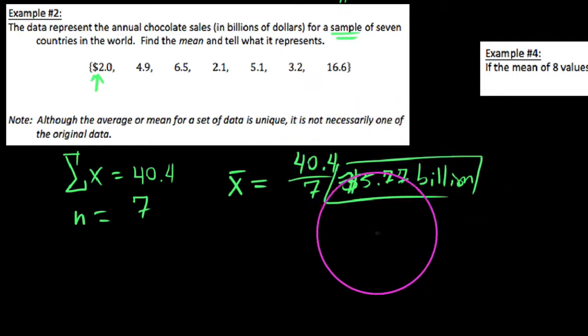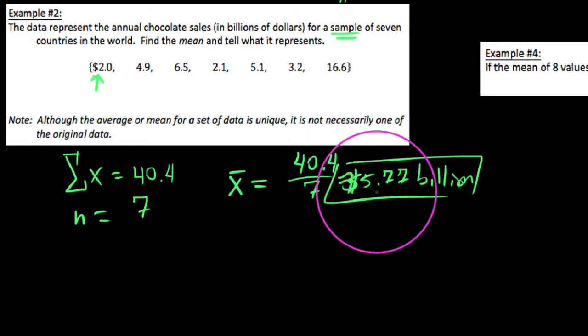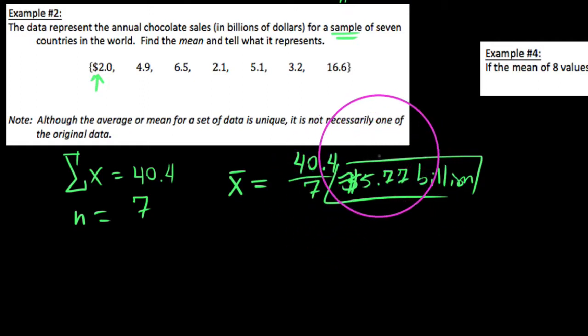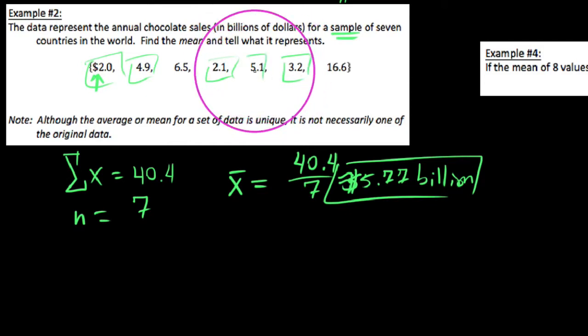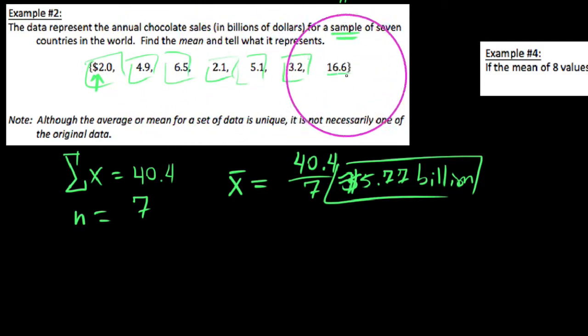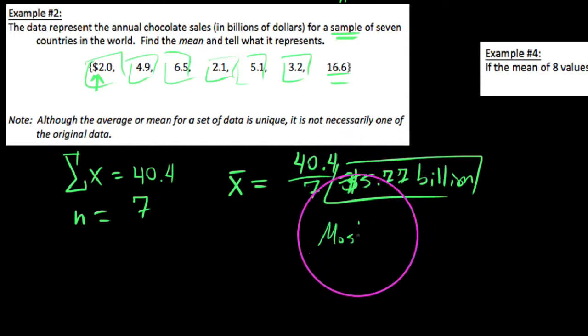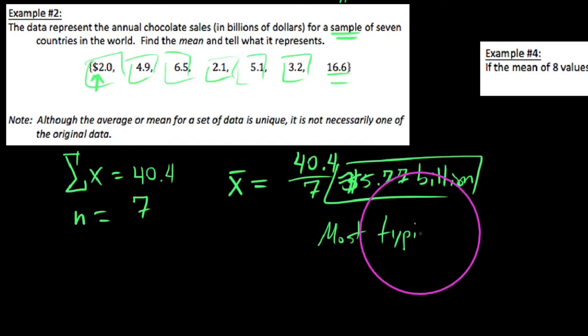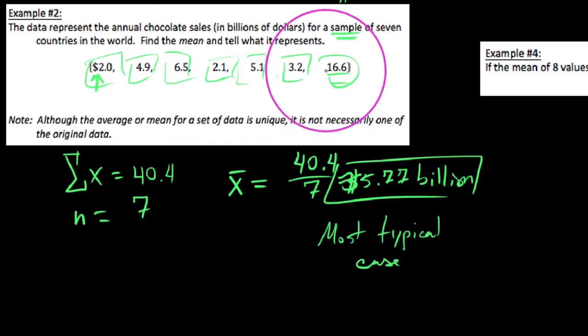So if I said, okay, what does this represent? Again, this is the most typical case. And also it'd be where the middle of the data is. Now I don't have this data in order, but if you look up top here again, we had a 2, a 4.9, a 2.1, a 3.2, 5.1, 6.5, but then we had this really large 16.6. So if I were to say, does 5.77 billion describe the most typical case, I'd probably be disinclined to agree with that. And the reason why is because we had a very large number here.